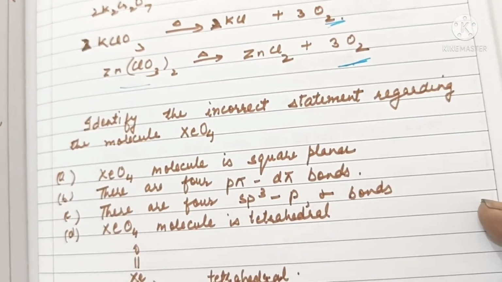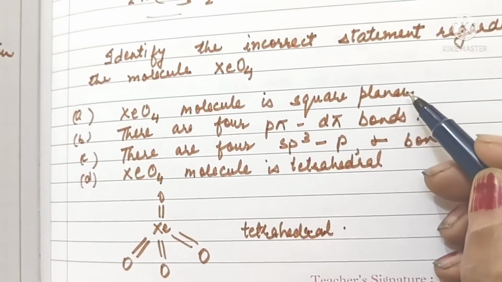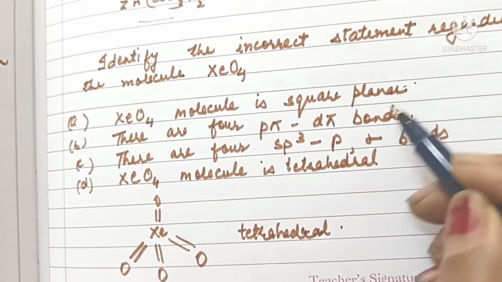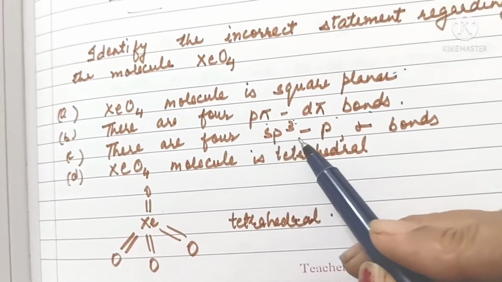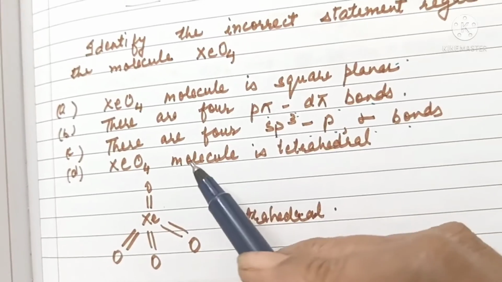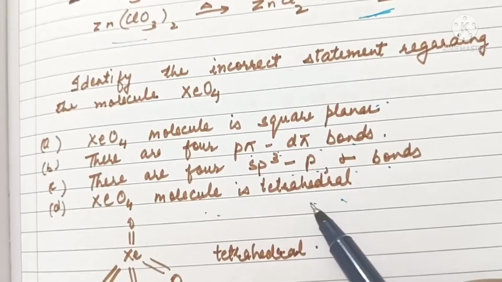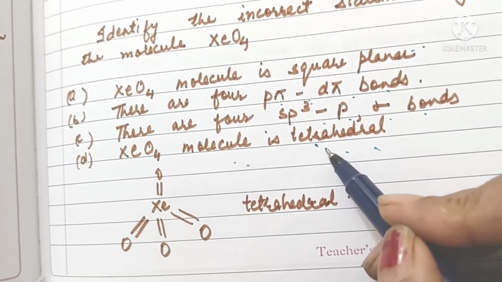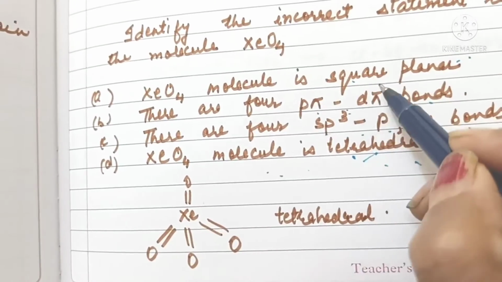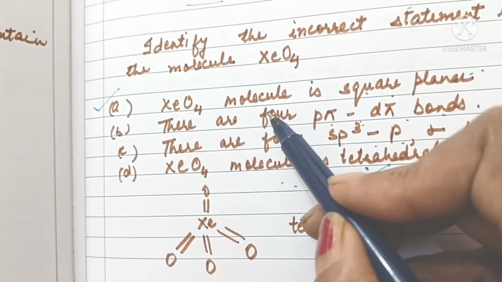Identify the incorrect statement regarding the molecule XeO4. It is square planar. There are 4 p pi d pi bonds. There are 4 sp3p sigma bonds. XeO4 molecule is tetrahedral. So this option is correct. So it's not square planar. So this is the incorrect statement.